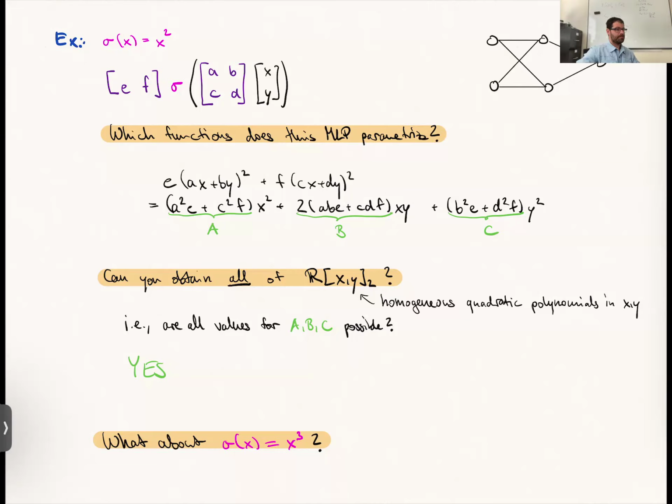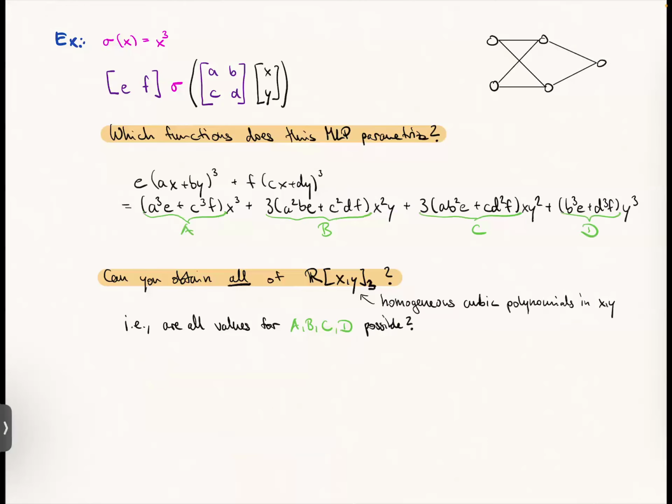Homogeneous cubics. Yes, very good. I love this. Yes, these are homogeneous cubic polynomials. I have spelled them out again. So here you have them. You have 4 coefficients, A through D. And same question, can you get all of them?